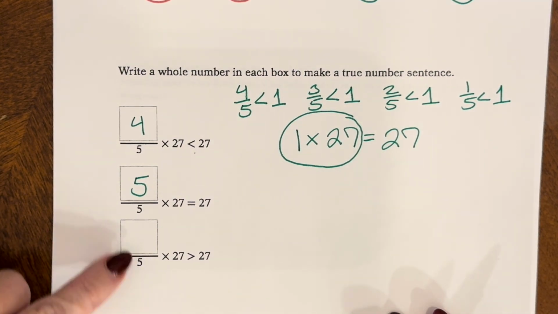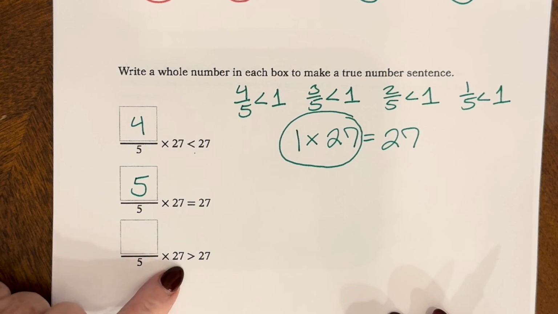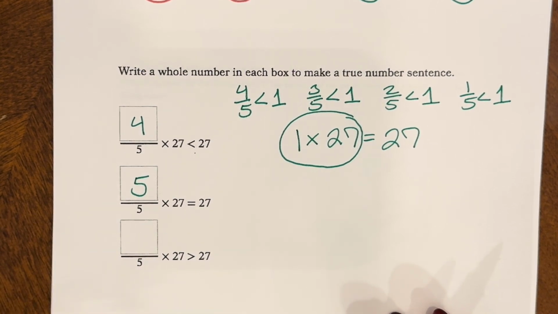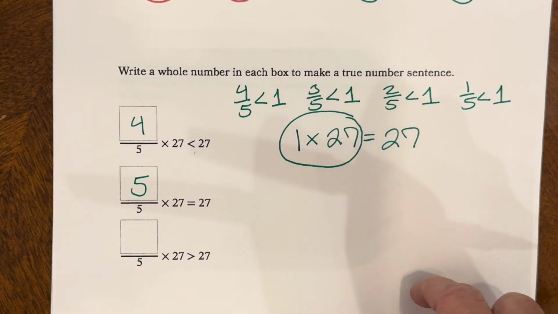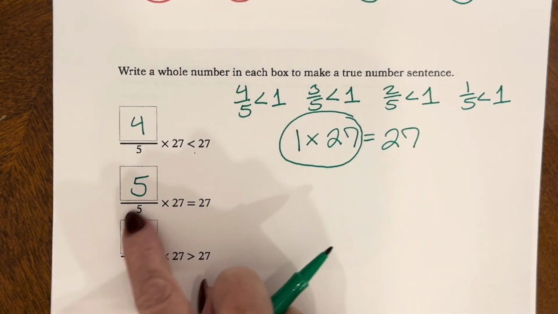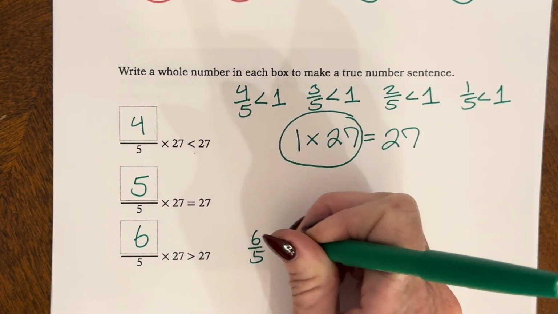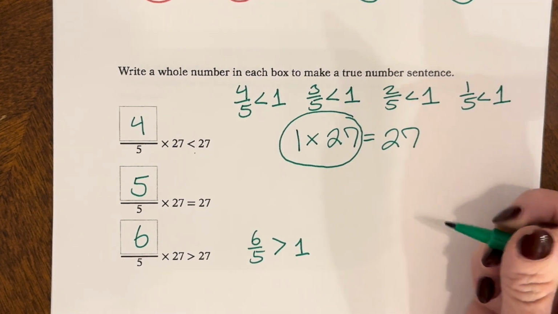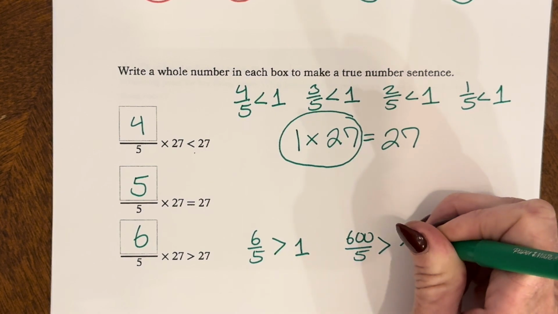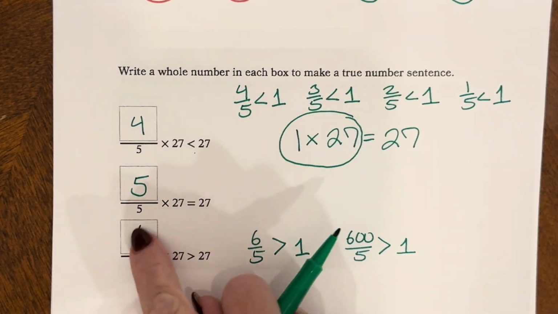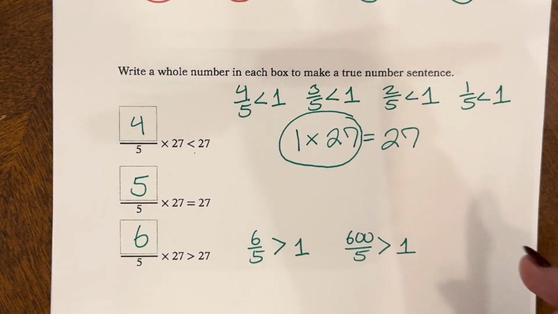Okay, so now they want us to make a fraction that when I multiply it by 27, my whole answer is greater than 27. Well, that means I need this fraction to be worth more than, I'm sorry, more than 1. So we could put a 6 because 6/5 is greater than 1. We could have also put a 600 because that's definitely greater than 1. We could have put any number here that's larger than 5.